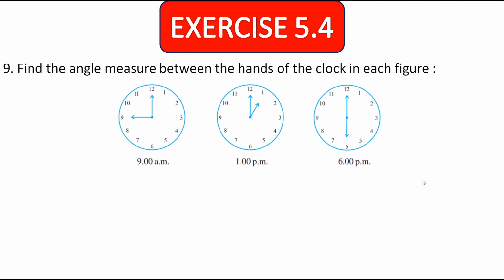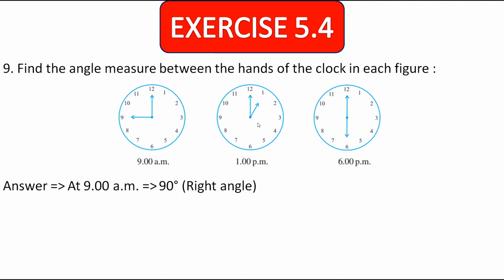Find the angle measure between the hands of a clock in each figure. See here. Here it is 9 a.m. So exactly it is showing like a right angle. So the measure of this first one, that is 9 a.m., is 90 degree, a right angle. Now how are you going to find the angle of this one? Here it was easy to find 90 degree because it was looking directly as a right angle. But here how are you going to measure?